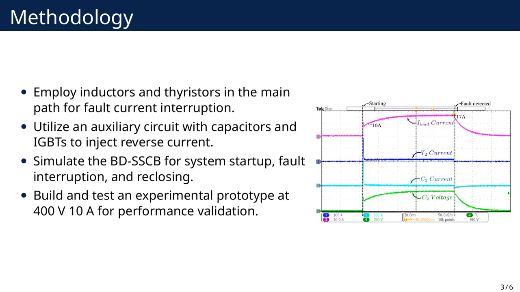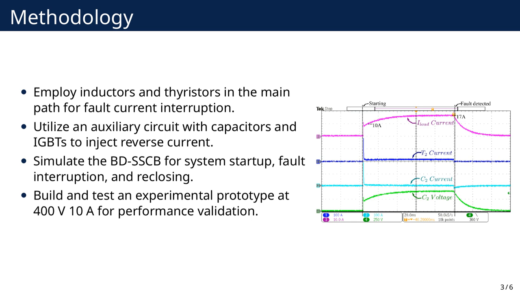The proposed BDSSCB topology consists of inductors L1 and L2 and thyristors T1 and T2 in the main conduction path. To interrupt the fault current, an auxiliary circuit with shunt capacitors C1 and C2 controlled by IGBTs Q1 and Q2 is used. These capacitors inject a reverse current into the main thyristor to turn it OFF. The schematic diagram of the proposed BDSSCB is shown in Figure 3.